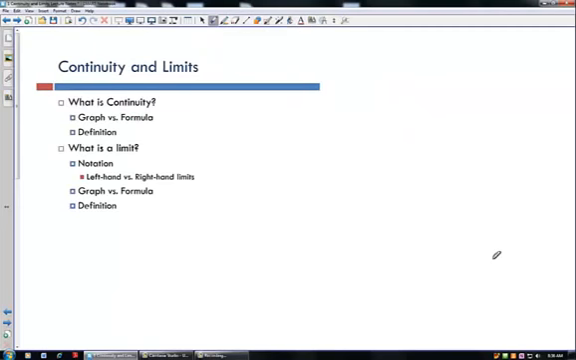So next time, we're going to talk a little bit more about notation. I'll review notation probably, and we'll start talking about formulas. How do you find limits of formulas? And eventually, we'll reach the actual definition of what a limit really is.